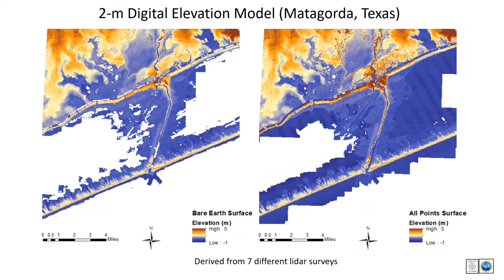This is an example of a higher detail in Texas for the Matagorda area. On the left-hand side, you have the Bare Earth product. And on the right-hand side, you have all the points topography.